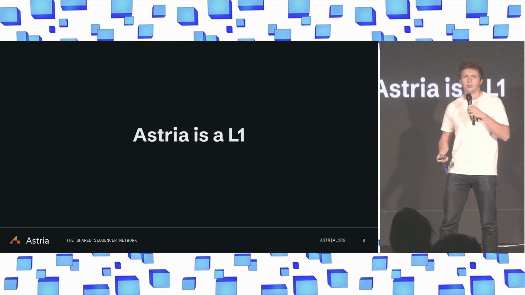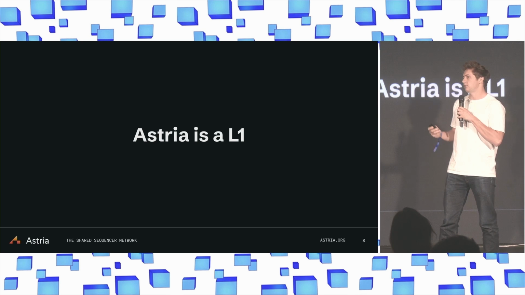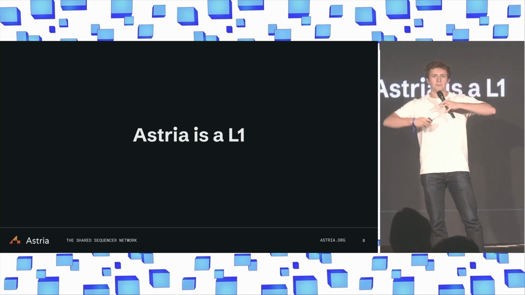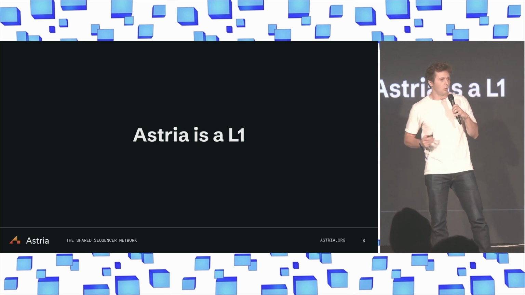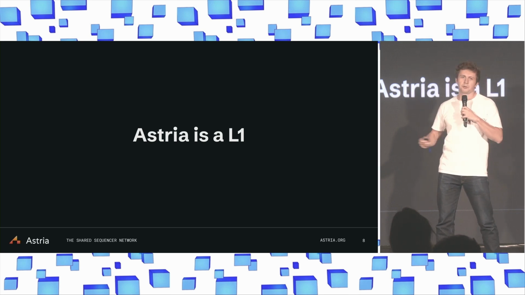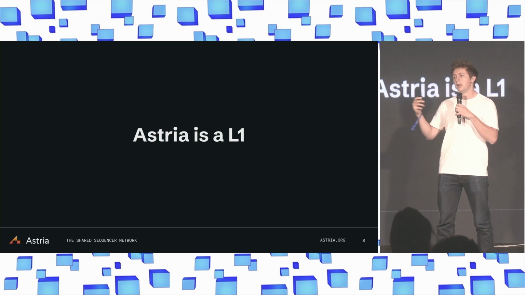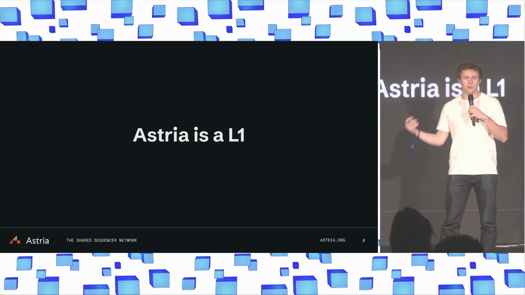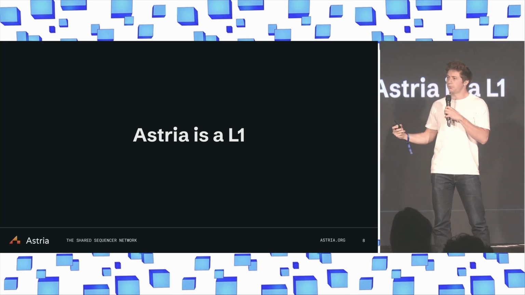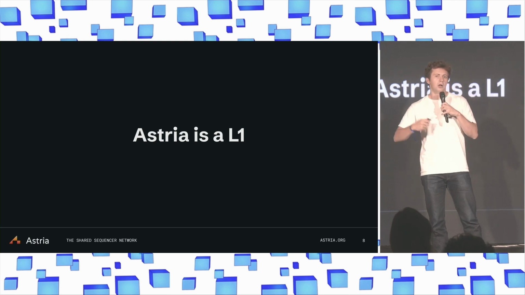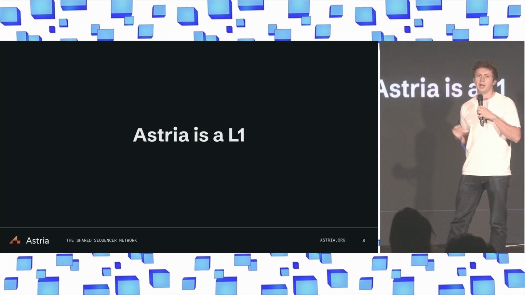But it's important to note that Astria is a L1, right? And I think that's something that, if I want people to take anything away from here, fundamentally, Astria is an L1. And that's why we think it's important to call it a shared sequencer network, right? We have a network of nodes. Astria itself is not a rollup of another chain. It is its own L1.